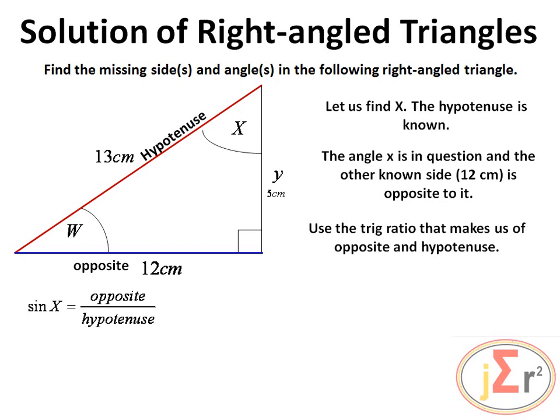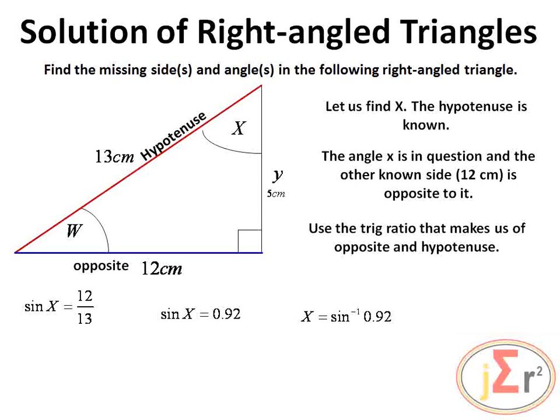So sine X is opposite over hypotenuse. What's the opposite? 12, and the hypotenuse is 13, so 12 over 13. So sine X is equal to 0.92. Of course, that is the decimal fraction that represents 12 over 13. So X is equal to sine inverse 0.92. When we have the sine of an angle and we do not have the angle, we use what is called the inverse. That can be determined by a scientific calculator also. So X is equal to 67 degrees, and it goes right there.